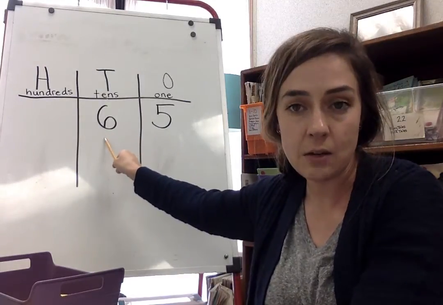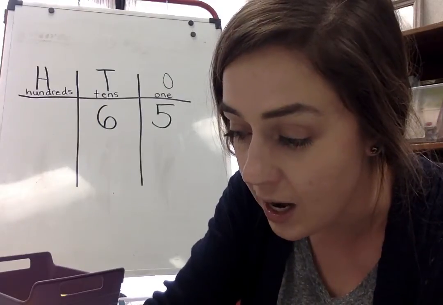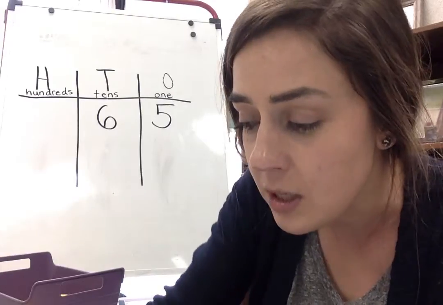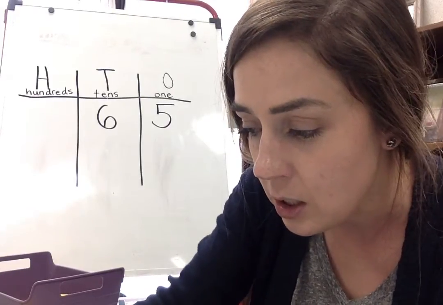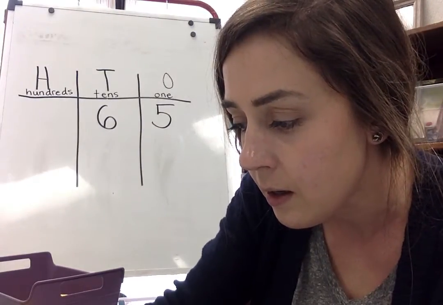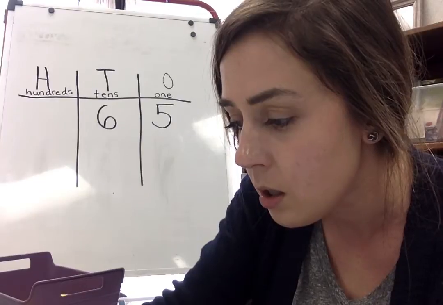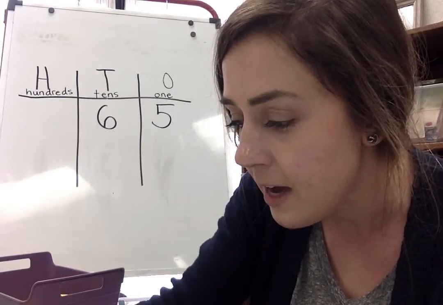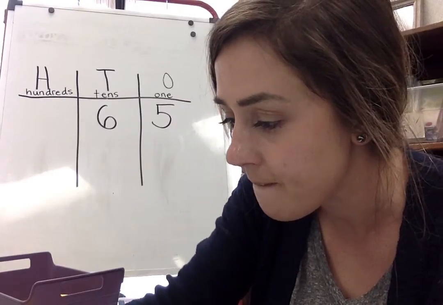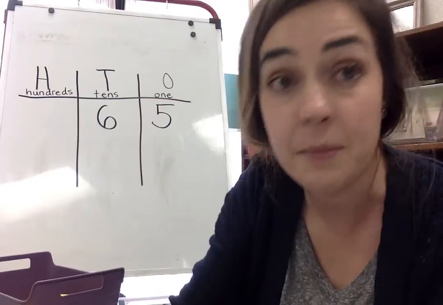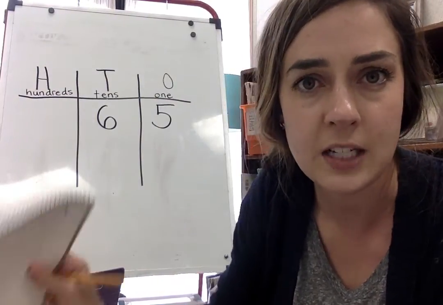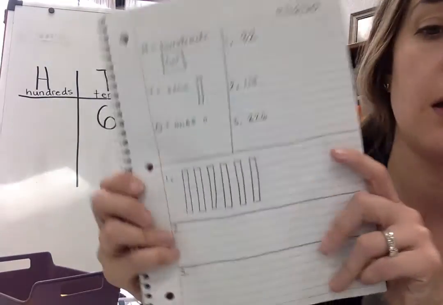I have 60 or 6 tens. So in my box number 1, if you want to wait for me, you can. But I'm going to draw 6 sticks. 1, 2, 3, 4, 5, 6. I think I did 6. I'm going to recount it to make sure. 1, 2, 3, 4, 5, 6. I always like to double check my work to make sure I actually did what I thought I was doing. So here's what it looks like.